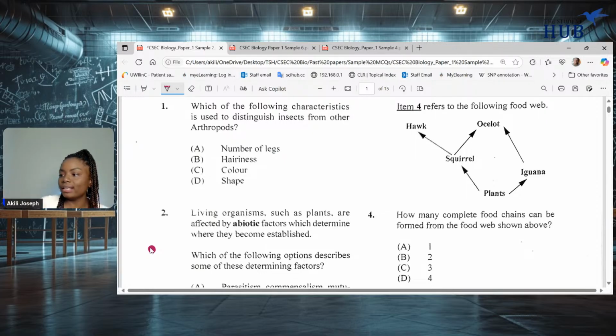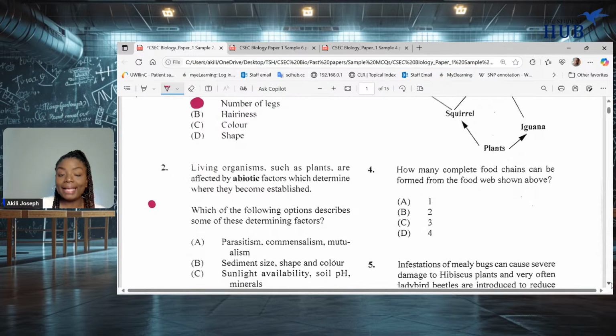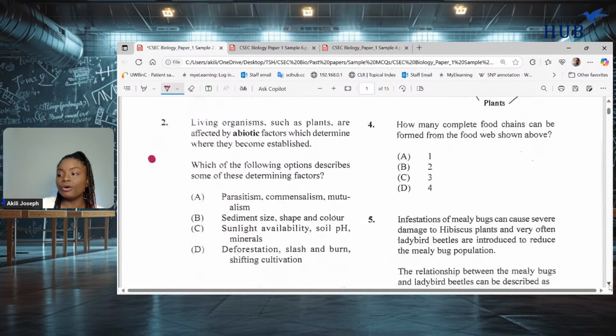Yeah, so we're going to be using the number of legs. Nice. Living organisms such as plants are affected by abiotic factors which determine where they become established. Which of the following options describe some of these determining factors? So we're looking for abiotic factors. Is it going to be parasitism, commensalism, mutualism; sediment size, shape and color; sunlight availability, soil pH, minerals; or deforestation, slash and burn, or shifting cultivation? This one is going to be C.